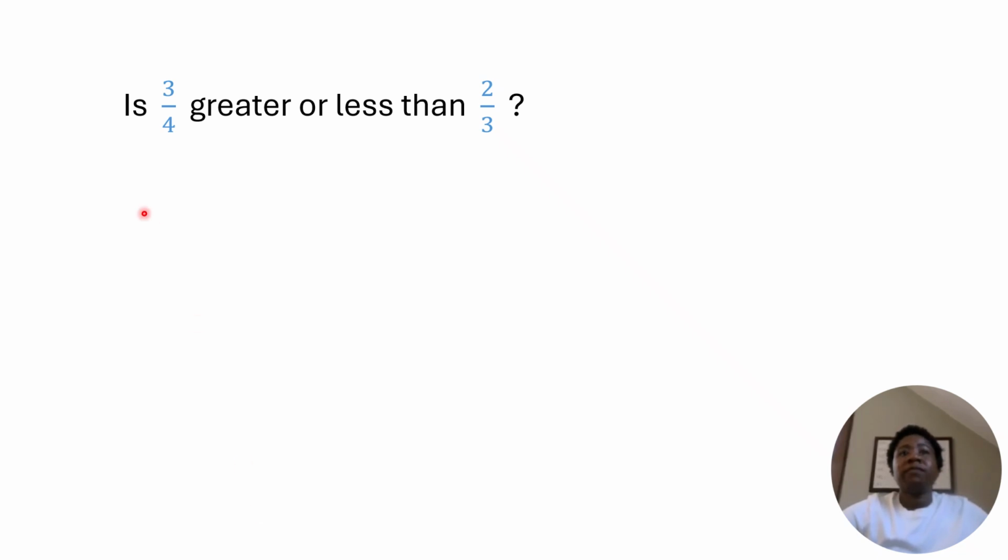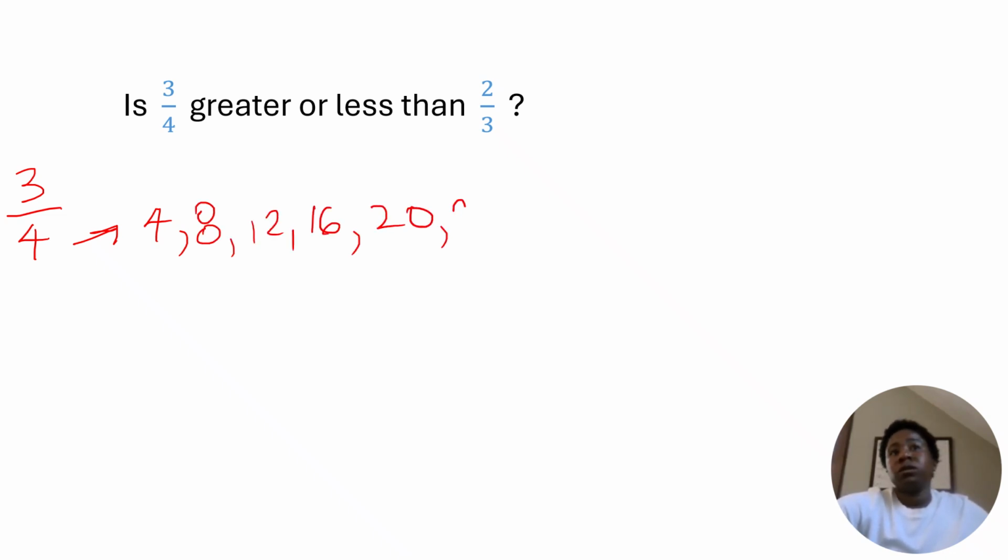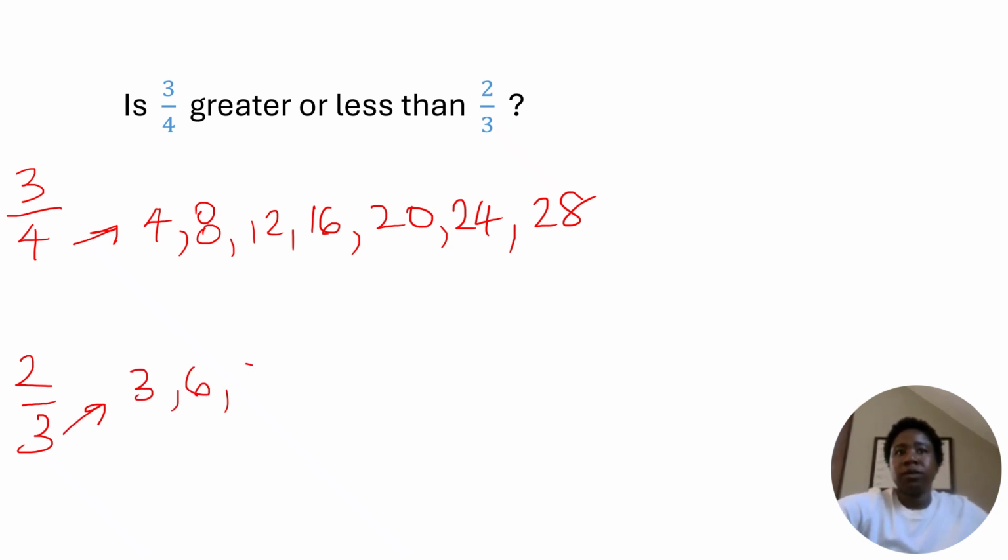On the second slide, we have another question and it reads, is 3/4 greater or less than 2/3? Again, we're going to begin with skip counting. The first fraction has a denominator of 4. So let's start. 4, 8, 12, 16, 20, 24, 28. The second fraction has a denominator of 3. So we'll begin with 3. 3, 6, 9, 12. And we realize that the lowest common multiple is 12.